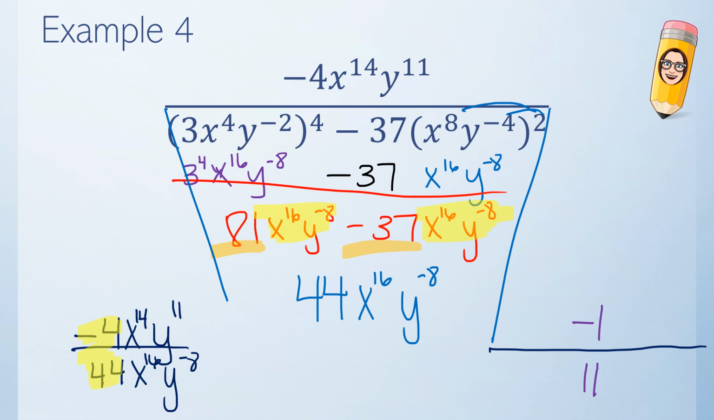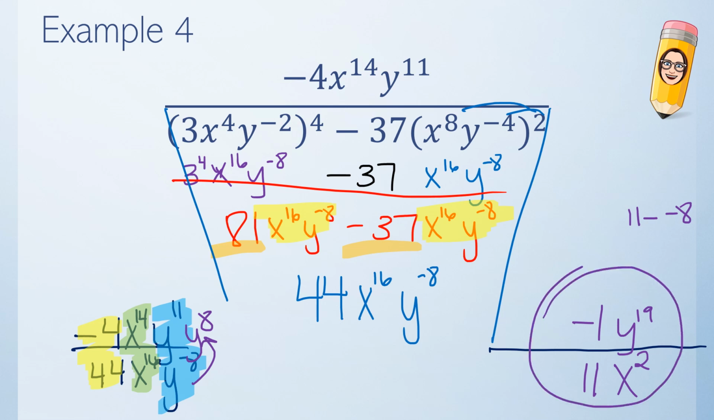Next, let's talk about the x's. X is larger in the denominator, so it's going to stay. 16 minus 14 is 2. Next, let's take a look at the y's. The y's are larger in the numerator. And 11 subtract negative 8 is 19. Or maybe you kick this up and then you get the 19, right? Which way you choose to do that is up to you. This is my final answer, okay?